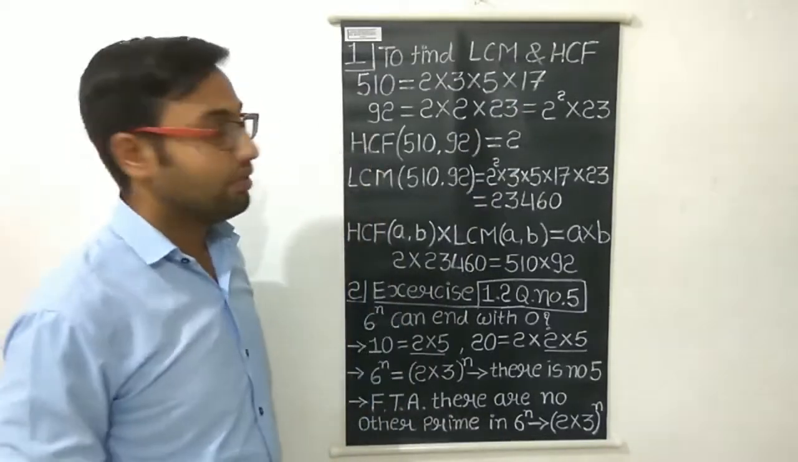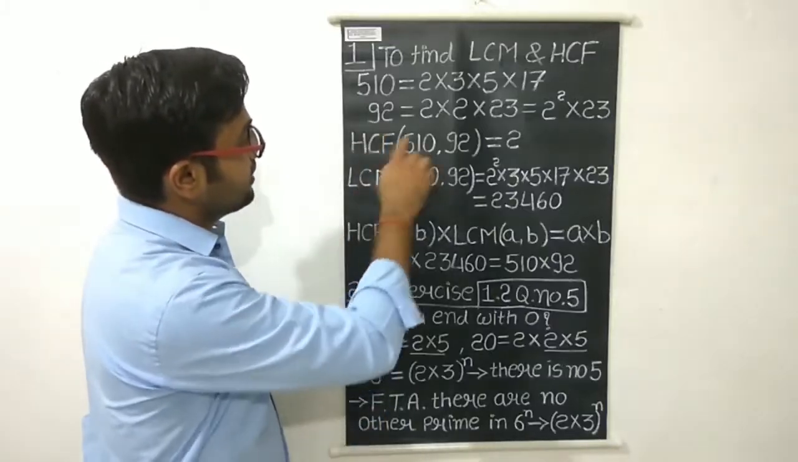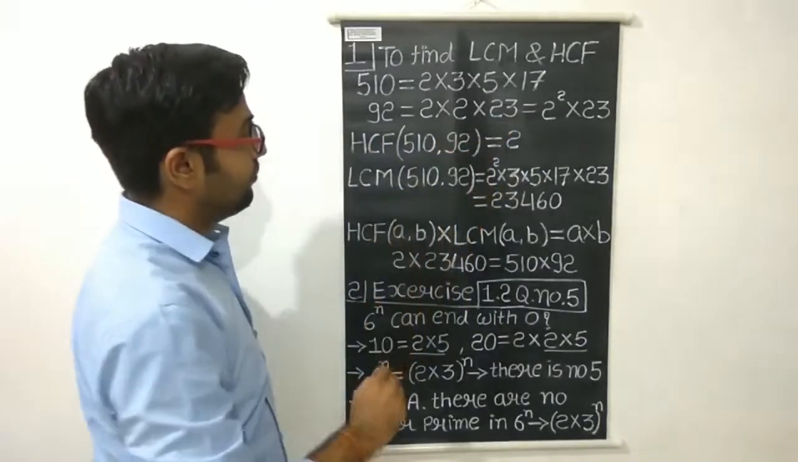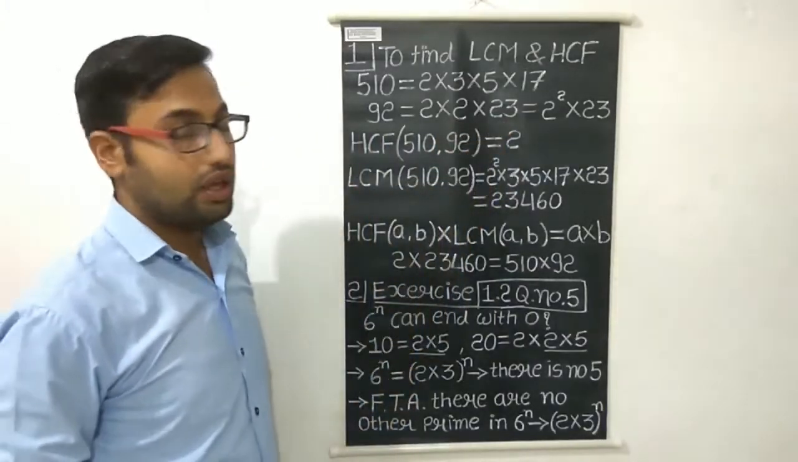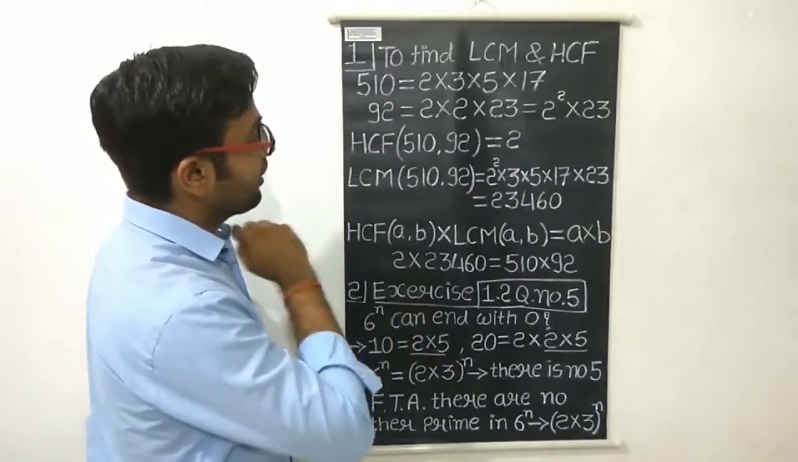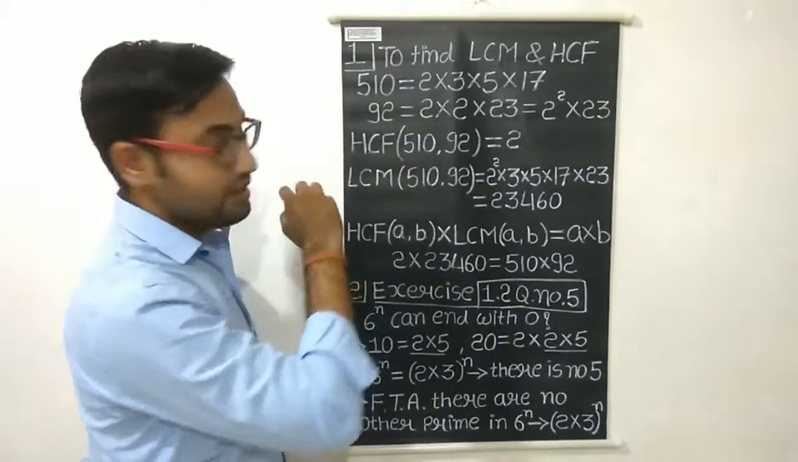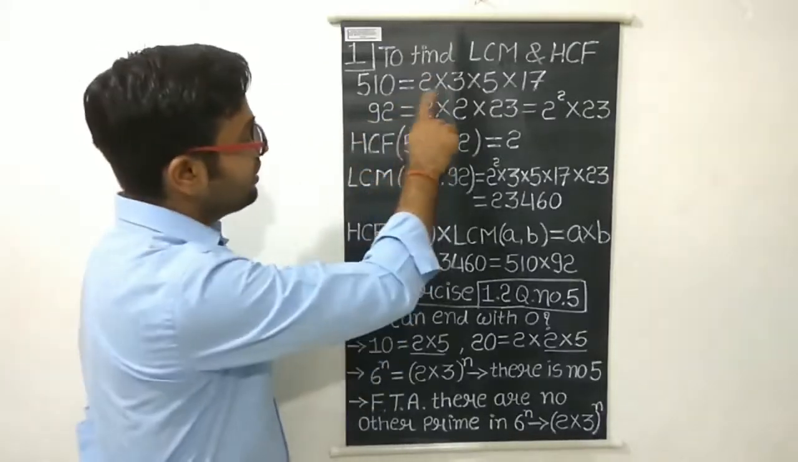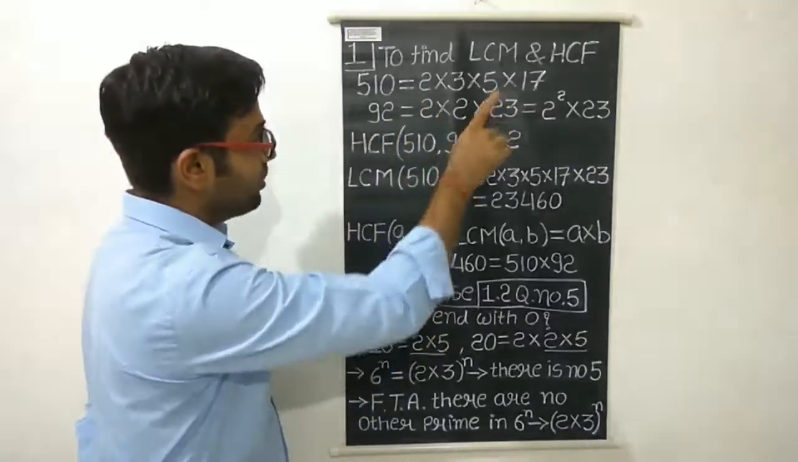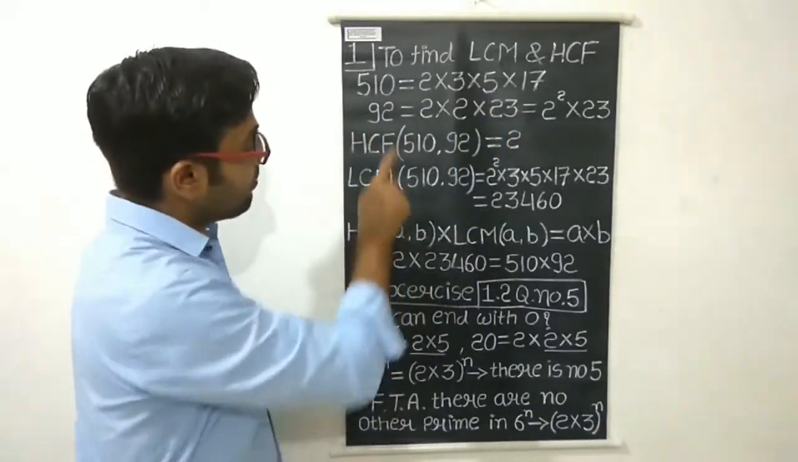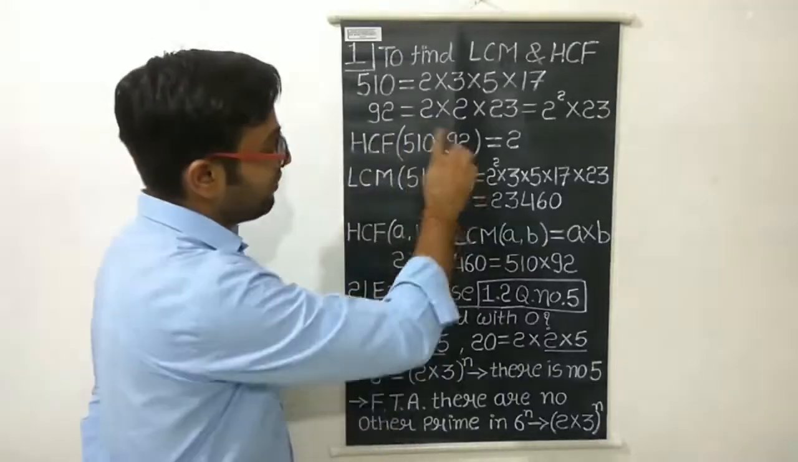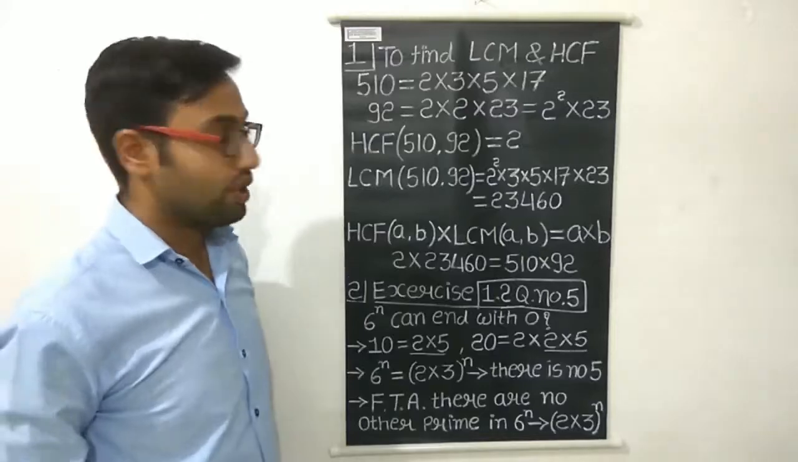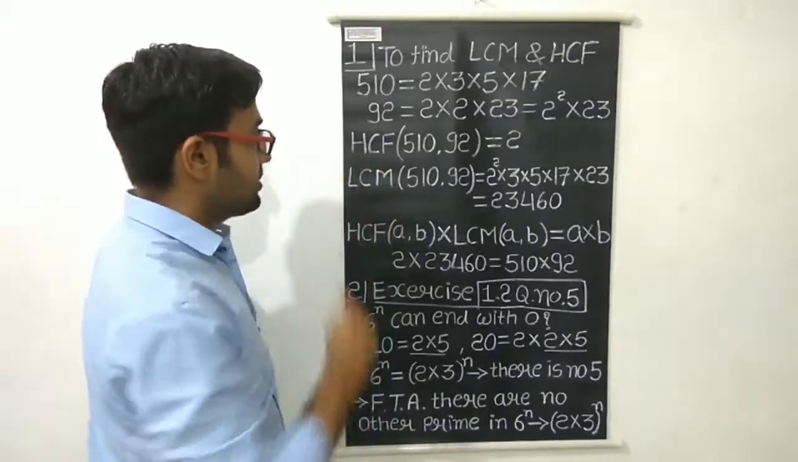Now 92. We can factorize 92 as 2 into 2 into 23; 23 fours are 92. So in 510, 2 is only one time, that is 2 raised to power 1. 3 is also one time. All these factors are one time only, that is why all the numbers have power one. But in 92, 2 is two times, that is why we can write it as 2 raised to power 2 into 23.